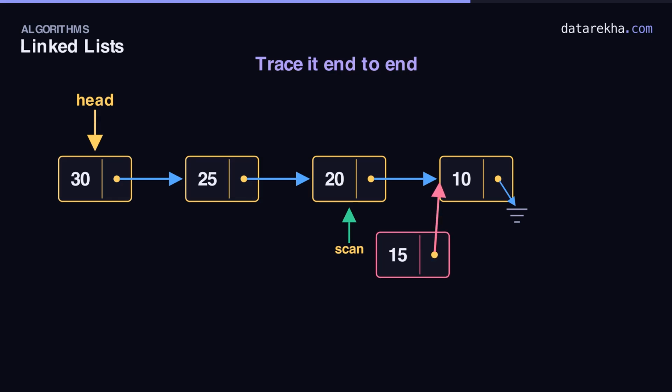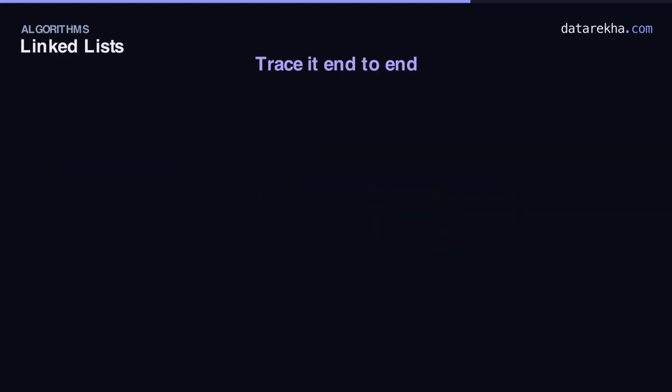Splice phase. New node 15. Point it forward first. Its next equals P's next. So 15 points to 10. Then redirect P. 20's next now points down to 15. The final list reads 30, 25, 20, 15, 10. Finding was order n. The splice was order 1.